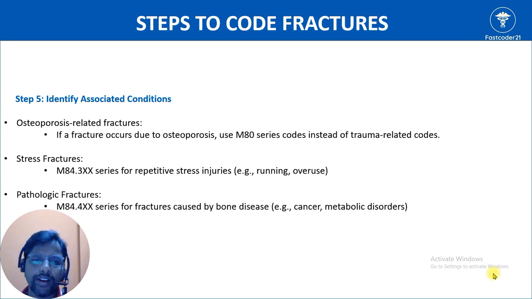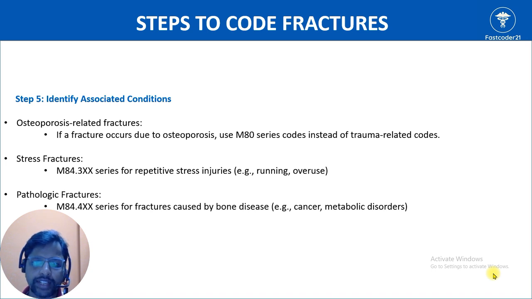Next, step 5, identify associated conditions. For example, osteoporosis-related fracture. If a fracture occurs due to osteoporosis, we need to use M80 series codes instead of trauma-related codes. Why? Because traumatic fractures are different and pathologic fractures are different. Next one is stress fractures. If you want to code a stress fracture, most of the time these stress fractures are due to running and overuse. Use the M84.3 series for repetitive stress injuries.